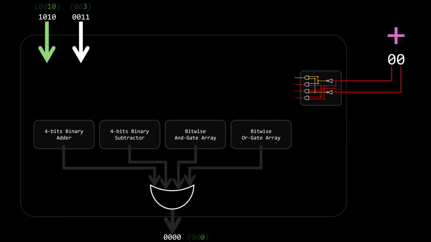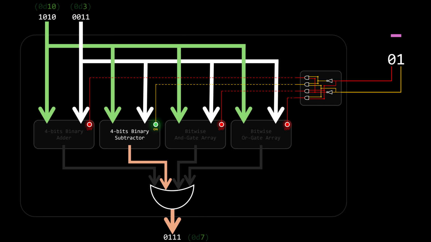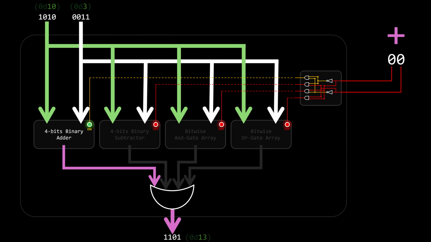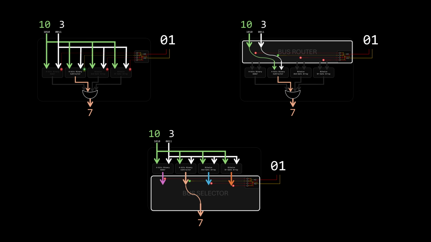Another possible implementation would allow the data inputs to reach all the internal components, while using the opcode and binary decoder to activate only the component responsible for the requested operation. If we place these three designs side by side, we can clearly see that they are completely different internally, but they produce the same results from the same inputs. They are different architectures, but they are compatible.